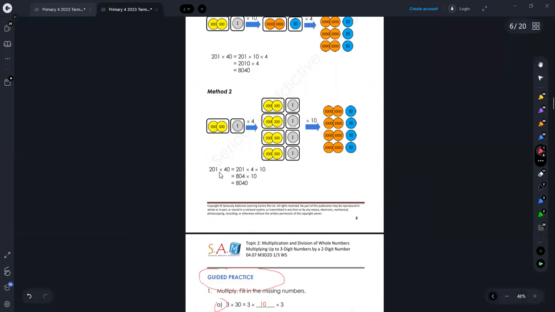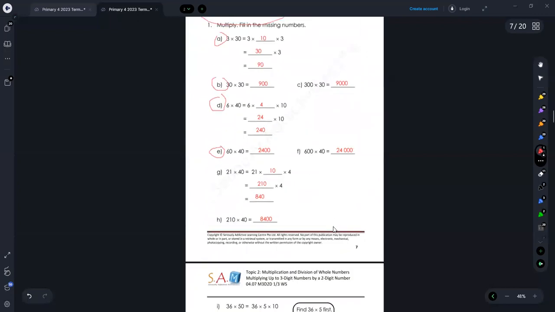So you can do 201 times 40 is the same as 201 times 4 times 10. So you calculate this first, using the algorithm way. Remember, this is how I call it. Times 4 first, and you get the answer after that. Whatever the answer is, this is 804. So it's actually 804 tens. 804 tens is the same as 8,040.